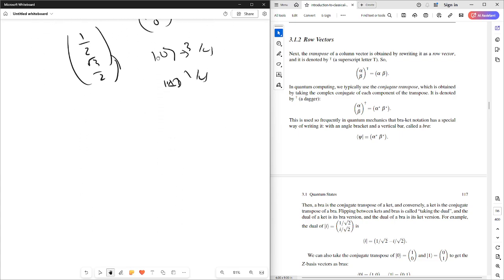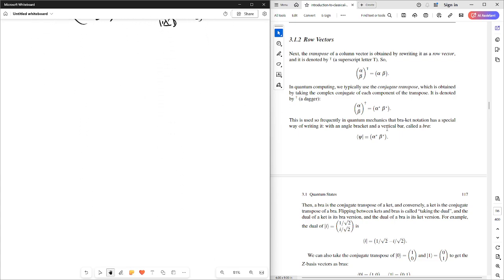Transpositions. Again, these are basic linear kind of things here, but alpha, beta. When we take the transpose of that, it's going to turn every column into a row.